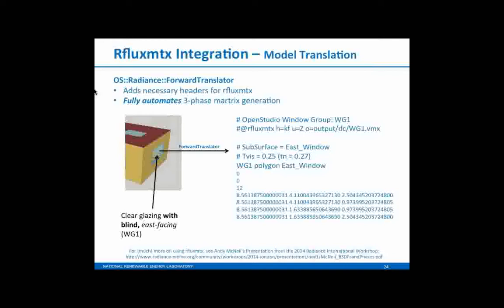Again, we are making assumptions for you. We're just using the Klems basis, which divides the hemisphere into 145 pieces. The more pieces, the more rays you have to trace, the more you have to wait. It's always a trade-off. Yeah, Kevin.